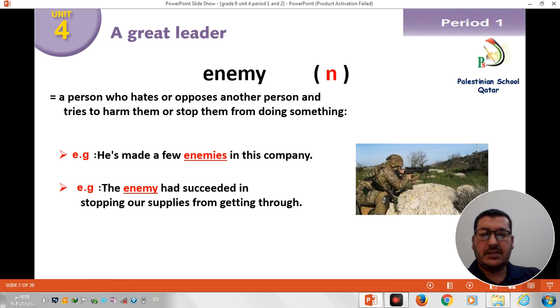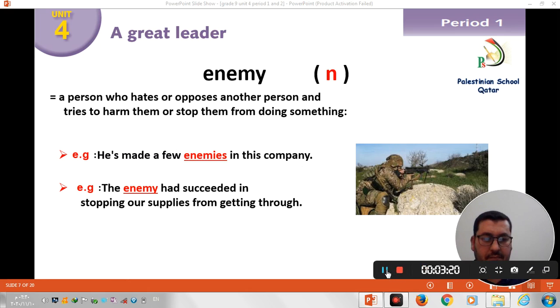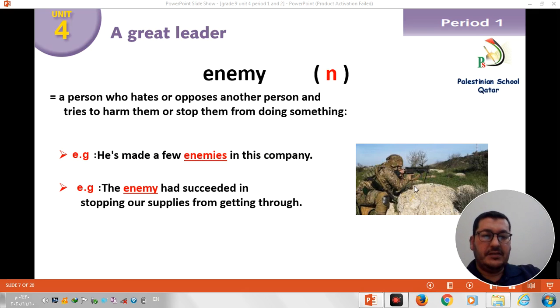The next word is enemy, and it is a noun, a person who hates or opposes another person and tries to harm them or stop them from doing something. For example, he's made a few enemies in this company. Also, when you look at the picture here, you can find the enemy behind the stone. And the other example, the enemy had succeeded in stopping our supplies from getting through.